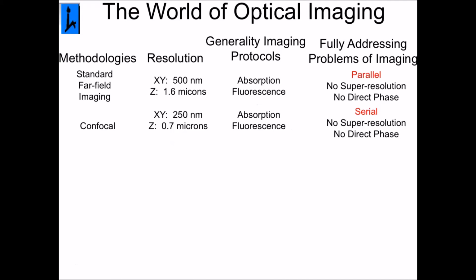In addition, one of the bad things about all methodologies that increase resolution is that they are serial. And we don't call confocal super resolution because it does not really break the half wavelength limit that I told you about. And there's no direct phase. That means no 3D structure.